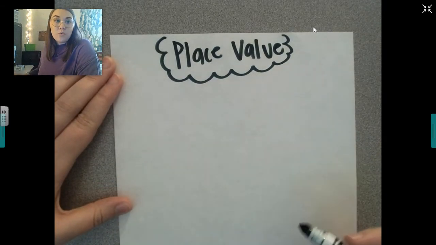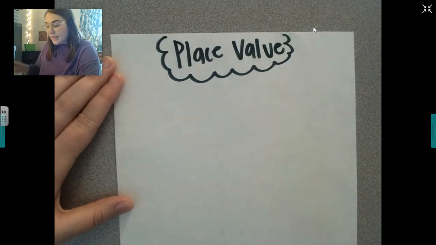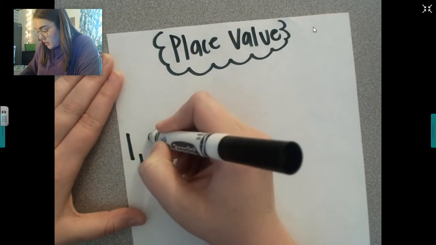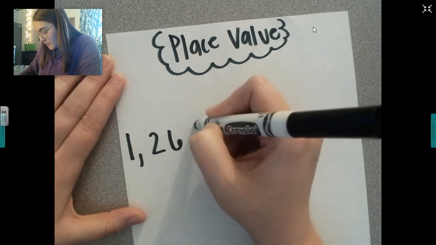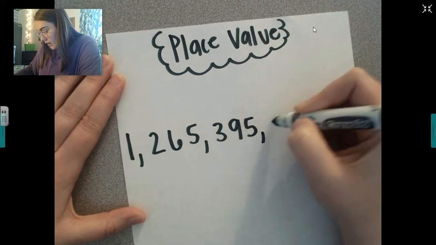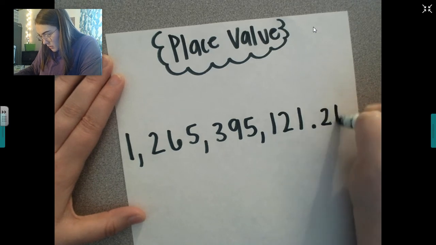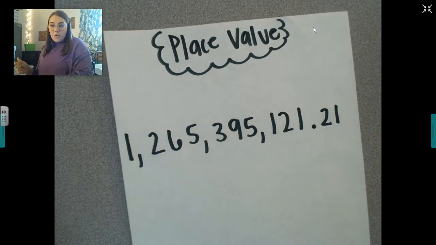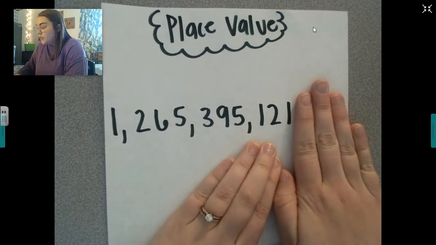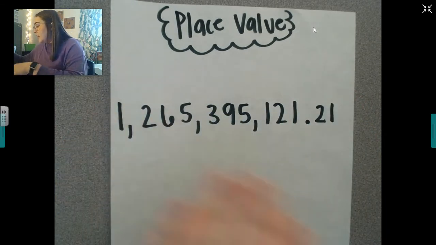So on my paper, real quick, I am going to write a number in standard form and review with you the different place values. So let me write a number: 1,265,395,121 and 21 hundredths. Woo! That is a big number. So for now, I'm going to forget about the decimal and I'm going to focus on this big number and remind you the different houses.